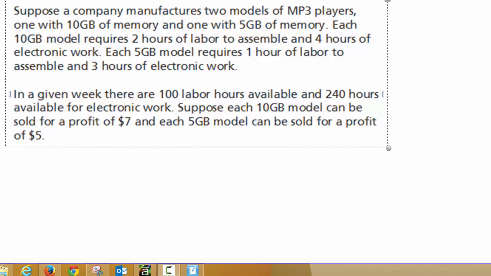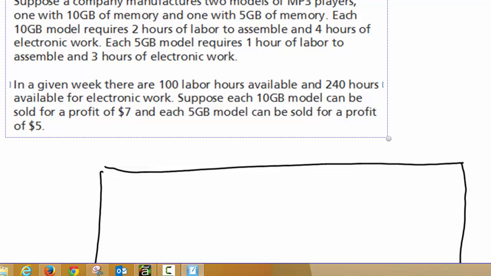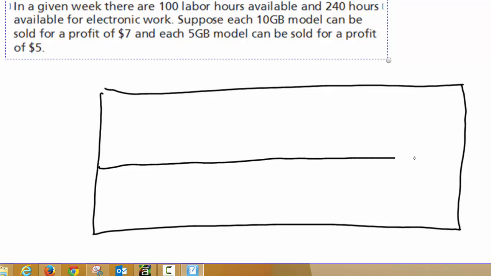So the very first thing that we should do is construct a mixture chart. What we have to identify first is how many rows will be in our mixture chart. Well, that has to do with the number of products, right? We introduce a variable for each product. In this case there are two products, namely the 10 gigabyte model of MP3 player and the 5 gigabyte model. So we will have two rows in our table. So we'll have the 10 gigabyte.